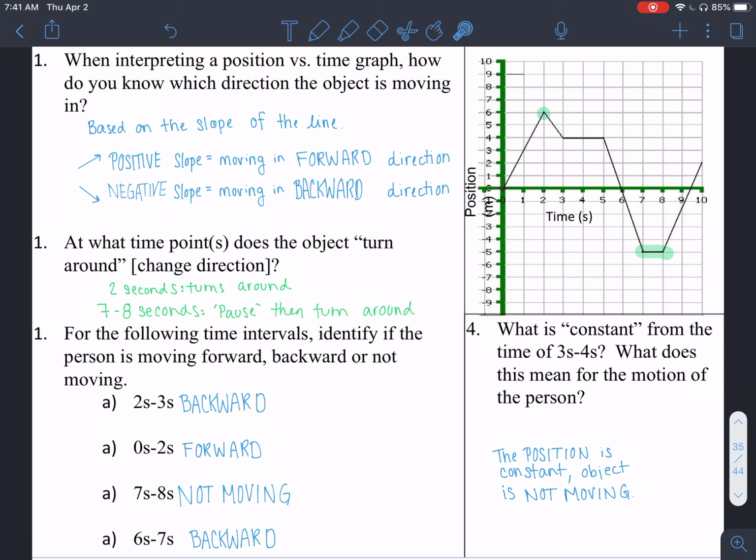And for the intervals that a person is moving forward, backward, or not at all, go ahead, check out your answers there. So it all should depend on if the slope is negative for backward, positive for forward, and 0 for not moving. And to sum it up at the end, what is constant for 3 to 4 seconds? The position is constant, therefore the object is not moving.